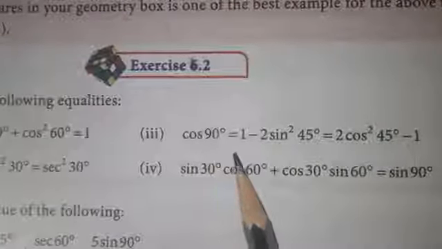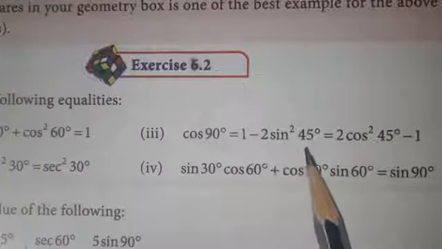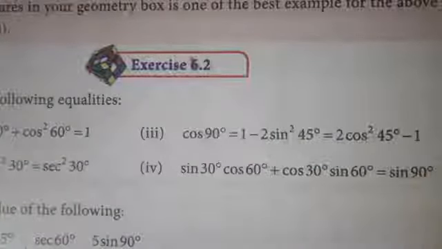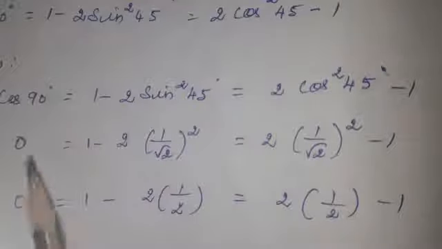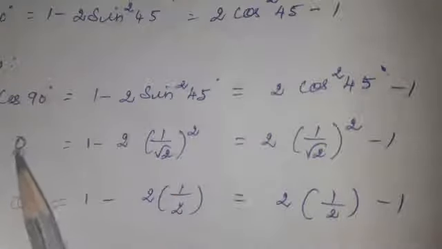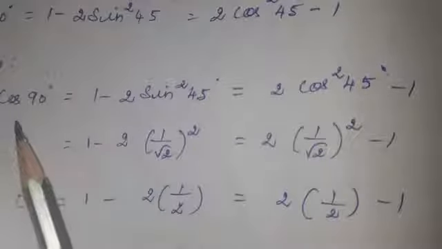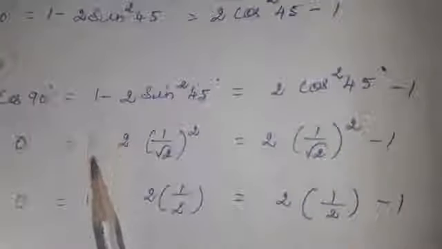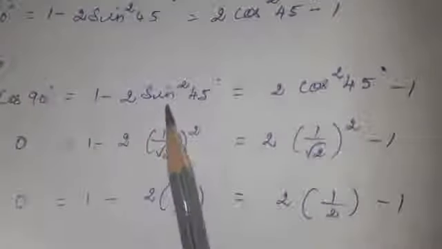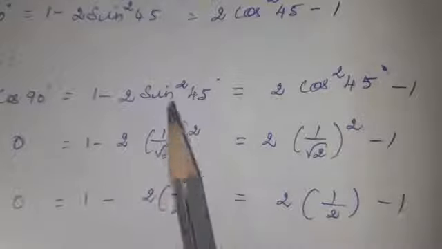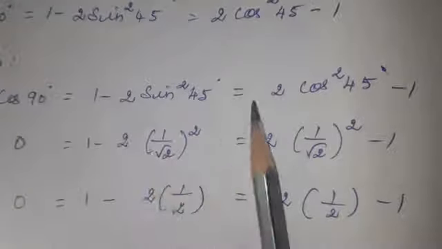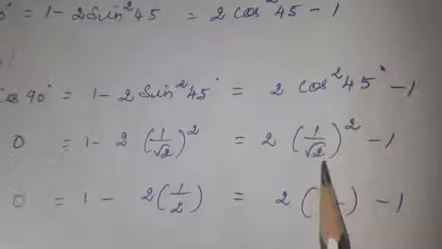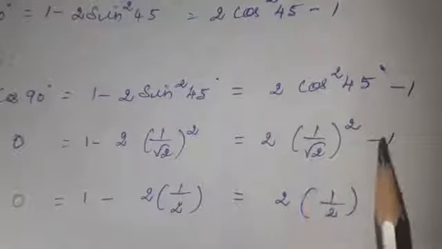Cos 90 degree is equal to 1 minus 2 sin square 45 degree is equal to 2 cos square 45 degree minus 1. Solution. I have written that question. Now I am going to apply the values by using the table. Cos 90 degree value is 0 is equal to 1 minus 2 sin 45 degree value is 1 by root 2. Here square is given, so the whole square is equal to 2 into cos 45 degree value is 1 by root 2.